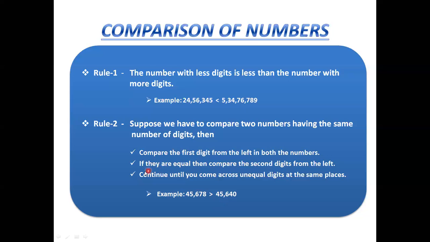Move to the next. If they are equal, then compare the second digit from the left. Now compare. Here also we have 5. Here also we have 5. Now also we can't conclude. Go to the next one. Continue until you come across unequal digits at the same places. Shall we continue? 6, 6. So we can't conclude. 7, 4. As we all know, 7 is greater than 4. So which is greater? 45,678 is greater than 45,640. I hope you all understood comparison of numbers.